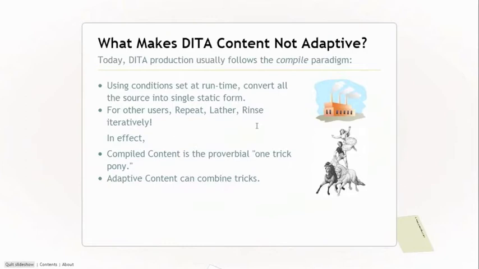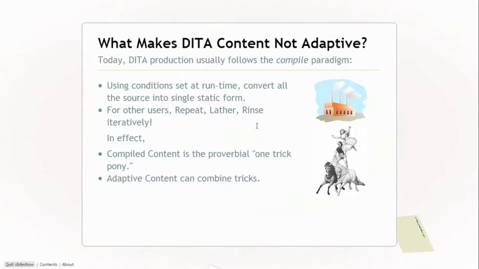And so through that, it's actually had the basic features that make it adaptive. If we look at what makes DITA content non-adaptive today, it's because of what I prefer to call the compile paradigm. So in the compile paradigm, you prepare your content, you create a DITA map, you create a DITA file that has particular processing conditions. And at the end of the day, you're producing a set of content that is pre-configured for a certain class of readers that you may have in mind.